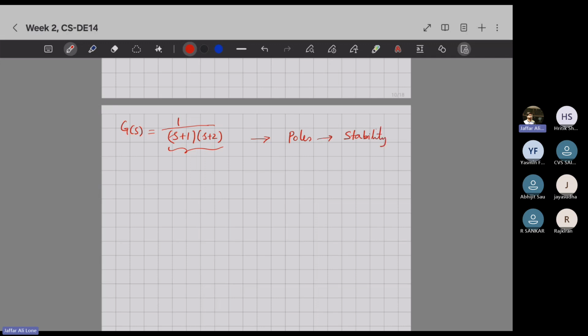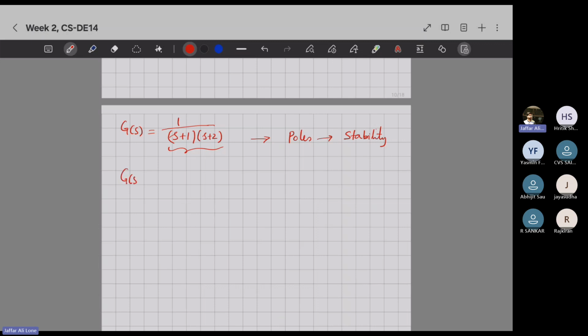Later on, when we learn state space modeling, we will see that these poles correspond to the eigenvalues of the system matrix. But as of now, just remember the effect of these poles, the consequences of these poles. In the next week we will see the effect of zeros. But for this week we restrict ourselves to the effect of poles, where they determine whether a system is stable or not.